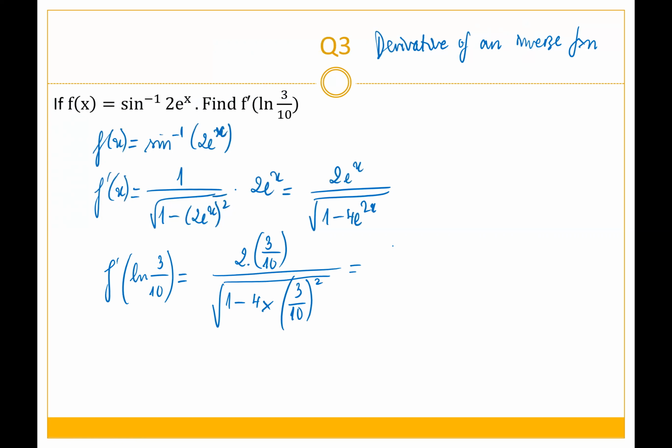Now it's going to give me 3 over 5 divided by 1 minus 36 over 100, which is going to be 64 over 100. Again, that is going to be 8 over 10 or 4 over 5, which is going to be 3 over 4. So again, this is just to review the derivative of an inverse trig function, and also remember the chain rule here.